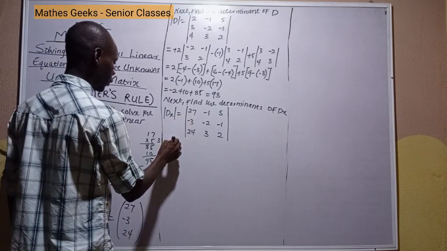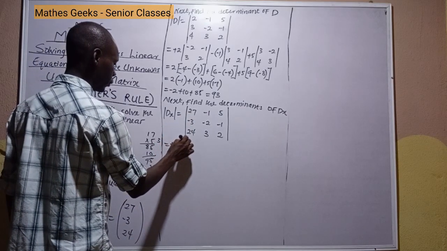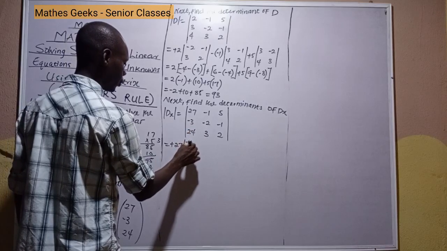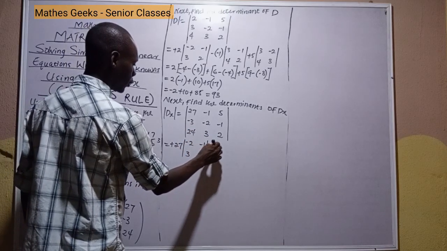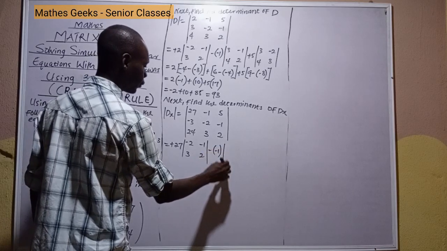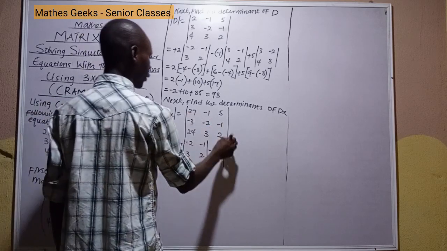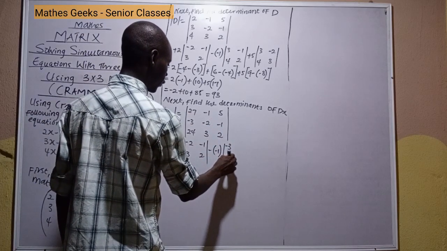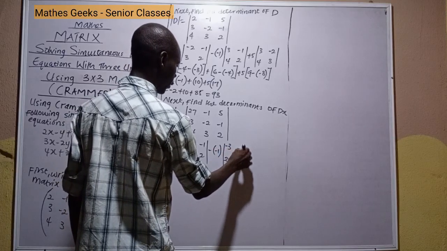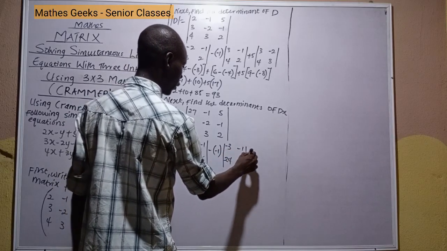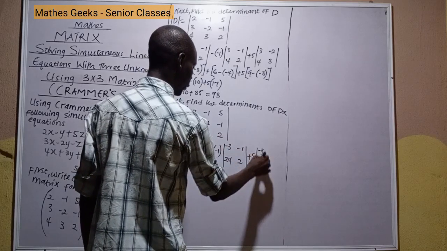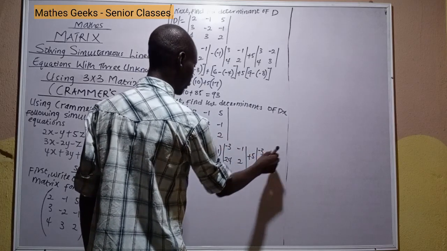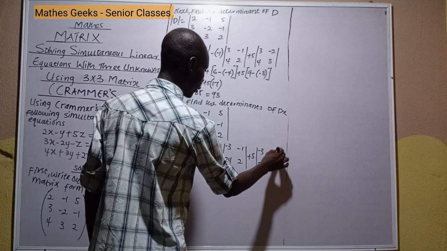The factor plus 27 times the determinant of minus 2, 3, minus 1, 2, minus 1, minus 3, 24, minus 1, 2, plus 5 times the determinant of minus 3, 24, minus 2, 3.